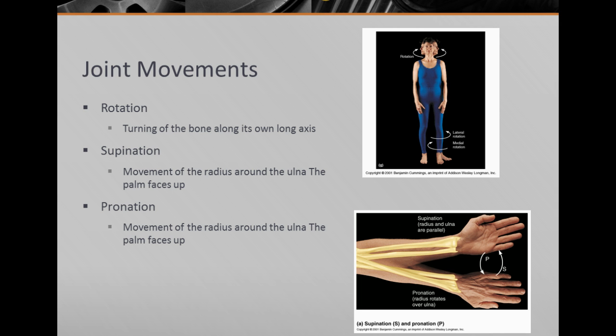Supination is movement of the radius around the ulna. The palm faces up. And pronation is movement of the radius around the ulna and the palm. Actually, the palm faces down. In supination, you would hold a can of soup versus pronation, it would be down.